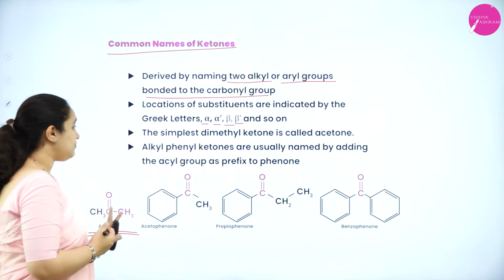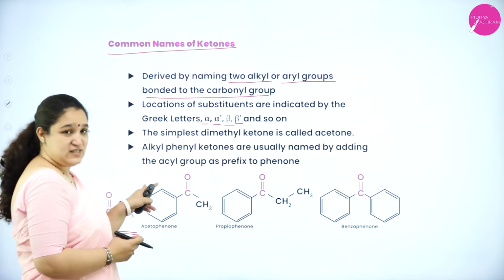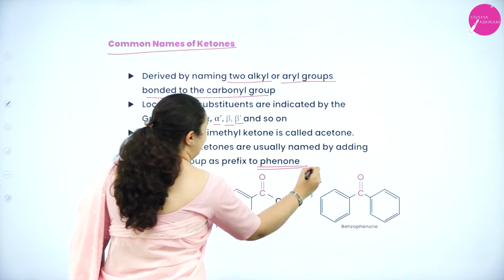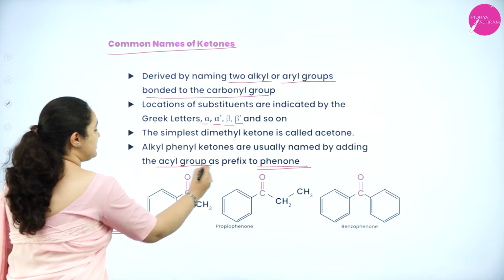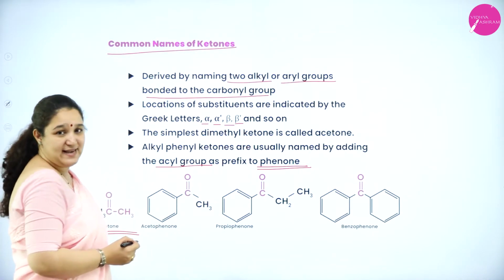Now, if there is a benzene ring attached, then the prefix is added to phenone, and the prefix is of the acyl group, that is an alkyl group with the CO group, we call it an acyl group.